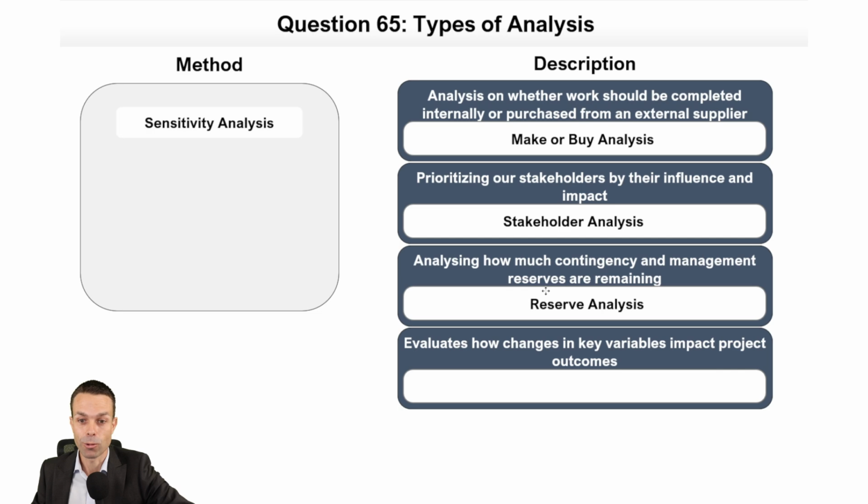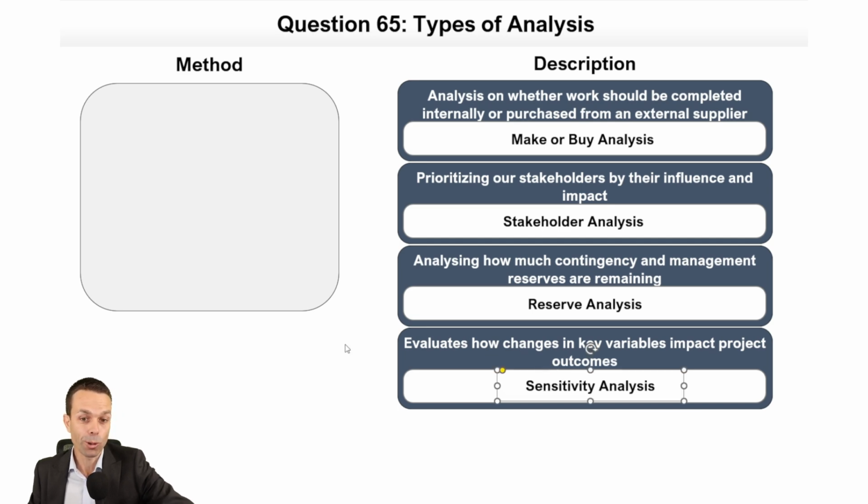Analyzing how much contingency and management reserves are remaining. That is our reserves analysis. And that looks like a little burn down chart, actually. We've got our reserves and how much do we have remaining? Just pretty simple. Doesn't have to be too complicated. Evaluating how changes in key variables impact project outcomes. Okay, last one is our sensitivity analysis.